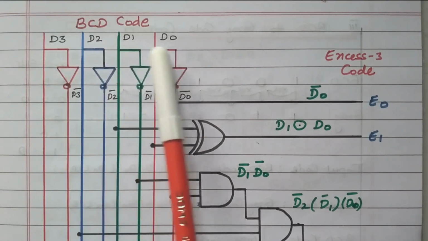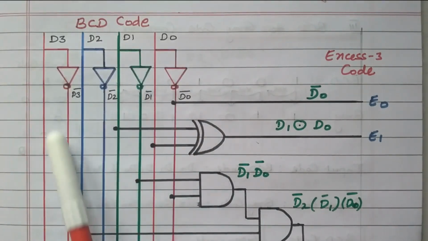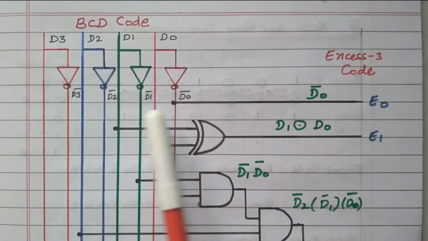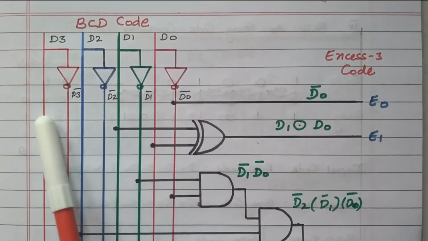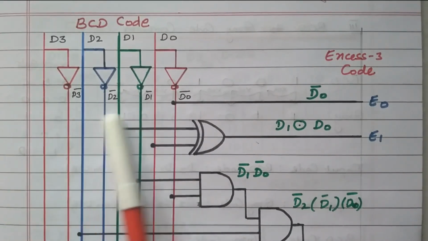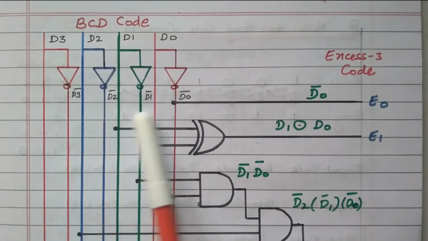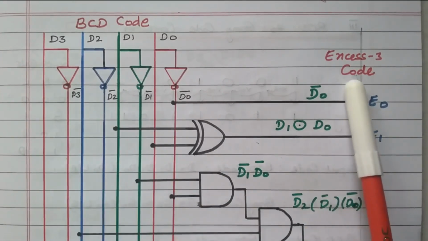D3, D2, D1, D0. These lines are represented. While connecting the NOT gate, we got D3 dash, D2 dash, D1 dash and D0 dash. So all possible 8 inputs are available here. Whichever is needed, we can connect to the logic gates, right? So this is the XS3 code.